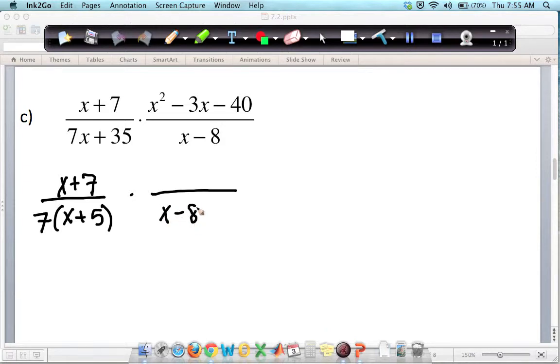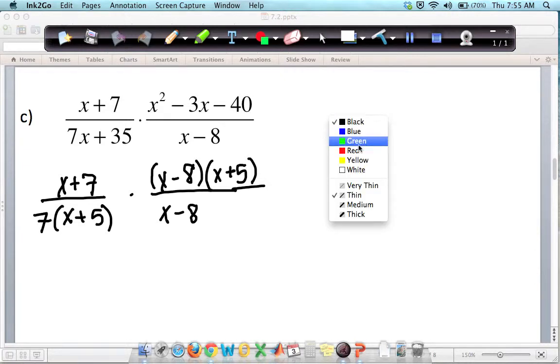In the numerator, I have a trinomial, x squared minus 3x minus 40. So we can factor this. I need two numbers that multiply to be negative 40 and add to be negative 3. And that would be a negative 8 and a positive 5. And remember, don't always start from scratch when you're factoring. So notice that my factors, not just one of them is in the denominator, but both of them are, the x minus 8 and the x plus 5.